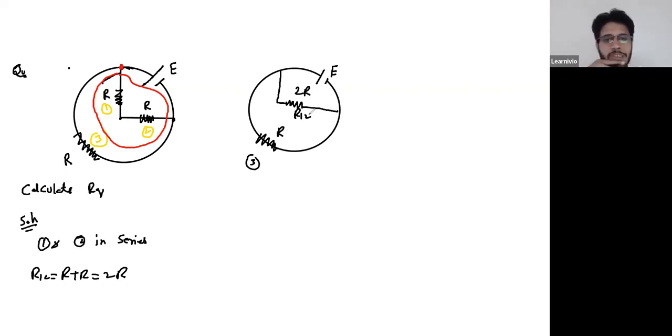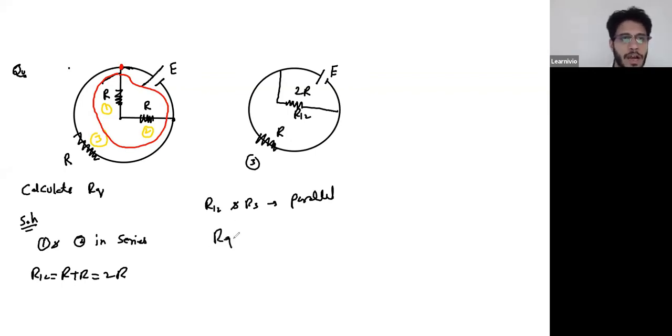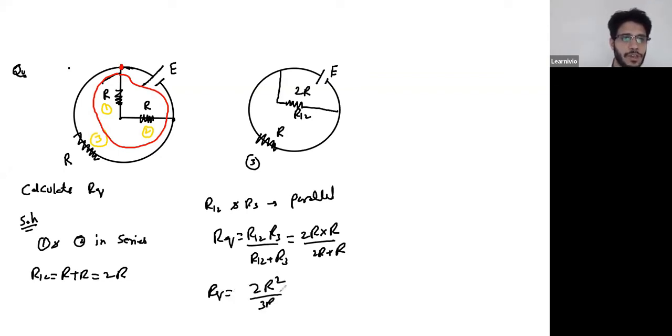Yes, Afroza is correct. Jubaina and Fatma, how are they connected now? Yes, they are connected in parallel. So your R equivalent will be R12 times R3 by R12 plus R3. So it's 2R into R, 2R square by 3R, which is 2R by 3.